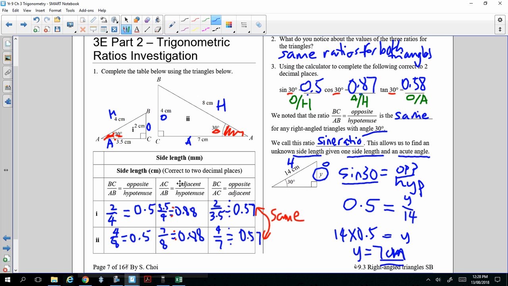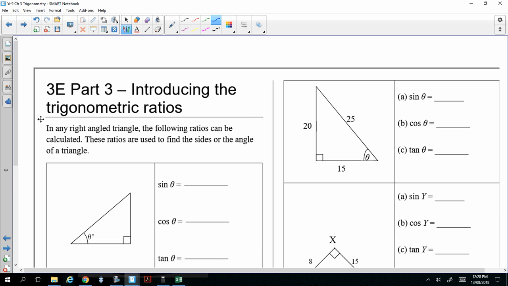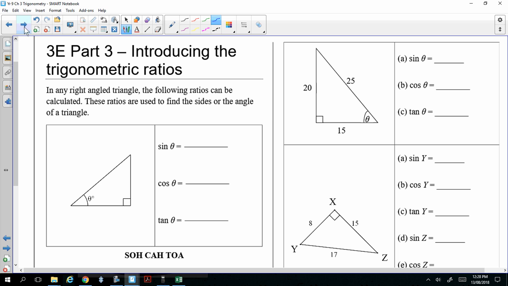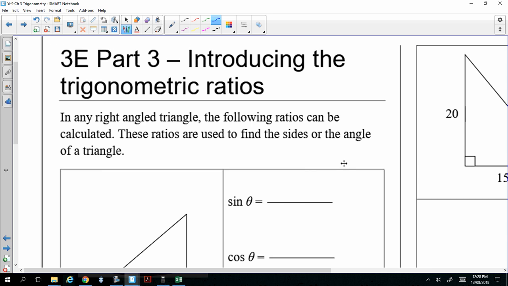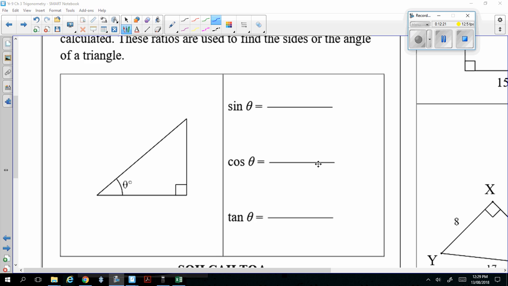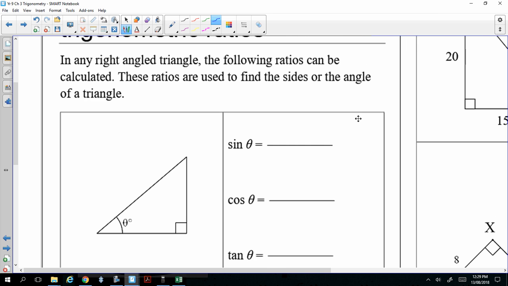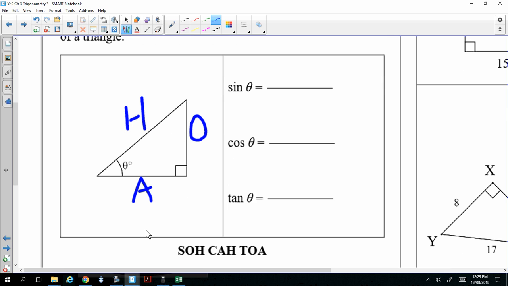Let's move on. SOH CAH TOA. Some of you learned this already, but let's go through this. Okay, now, let's label the sides. This is hypotenuse. This is opposite. This is adjacent. Earlier, we discovered that sine theta is simply a ratio of 2 sides of a right angle triangle, which is opposite over hypotenuse. And cos is adjacent over hypotenuse, and tan is opposite over adjacent.